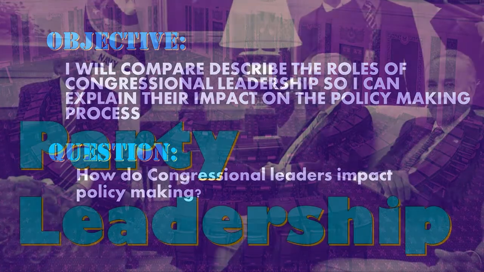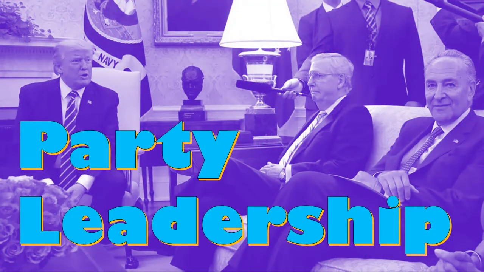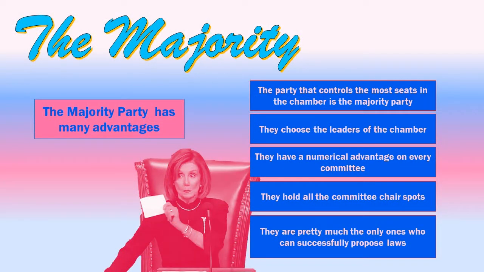First, let's take a look at party leadership. What we see here is President Trump speaking to the two leaders of the parties in the Senate. On the far right there, that is Chuck Schumer. He's the leader of the Democrats in the Senate, and to his left is Mitch McConnell, the leader of the Republicans in the Senate. If the Republicans have the most votes in the Senate, then Mitch McConnell is the Senate Majority Leader. And if the Democrats have the most votes in the Senate, then Chuck Schumer is the Senate Majority Leader. The first thing we need to understand is the parties in Congress.